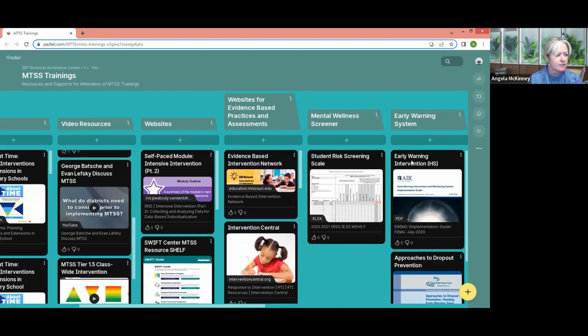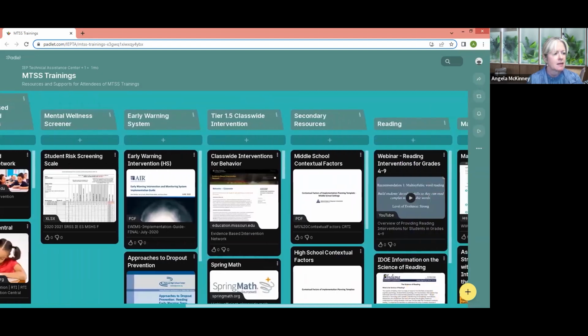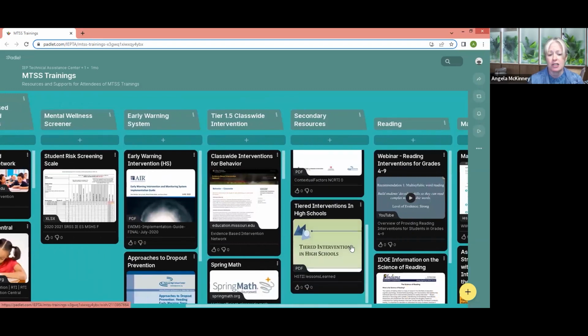A mental wellness screener that is a free screener that you could use. A couple more things that might be really helpful to any of you who serve middle and high school. We know that it's different. I mean, we recognize that it's a whole different beast when you're talking about a multi-tiered system of support. So there's some things in the secondary resources column that you might want to look into that are a little more tailored to secondary school.